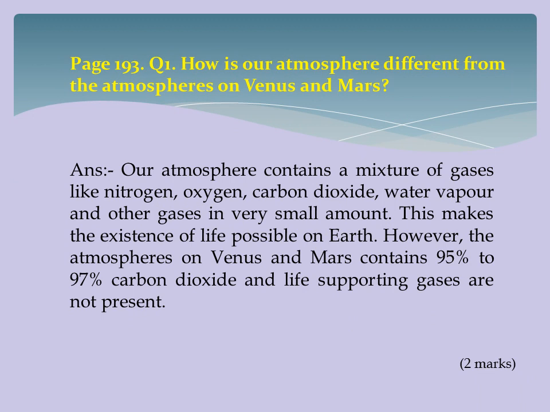Page number 193. Question number 1. How is our atmosphere different from the atmospheres on Venus and Mars? Answer. Our atmosphere contains a mixture of gases like nitrogen, oxygen, carbon dioxide, water vapor and other gases in very small amounts. This makes the existence of life possible on Earth. However, the atmospheres on Venus and Mars contain 95% to 97% carbon dioxide and life supporting gases are not present.